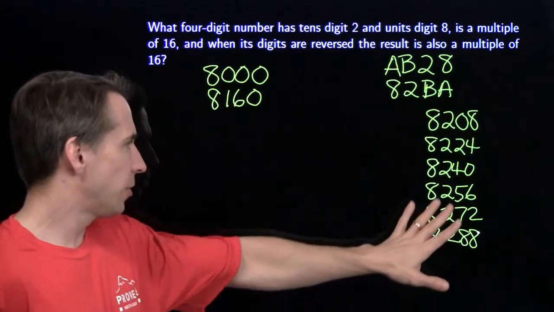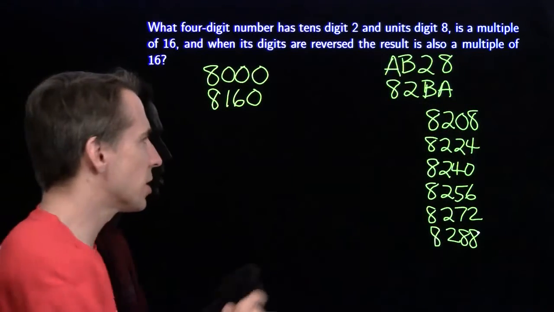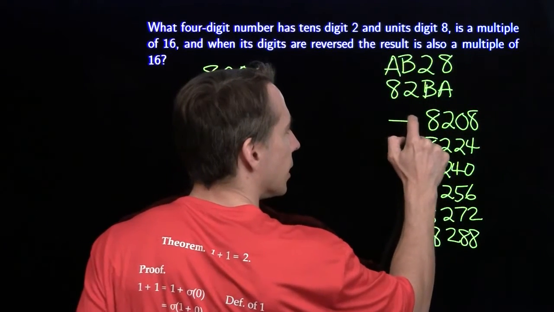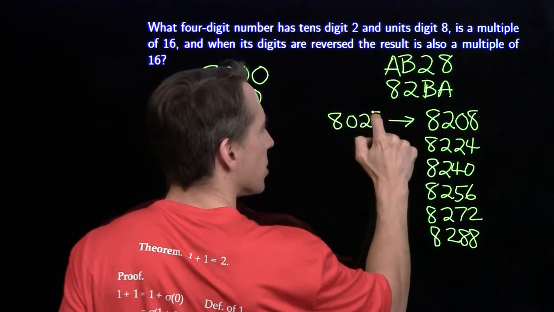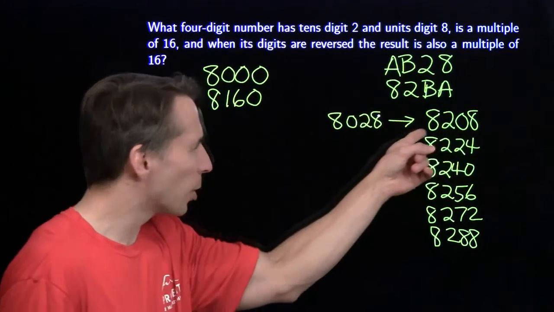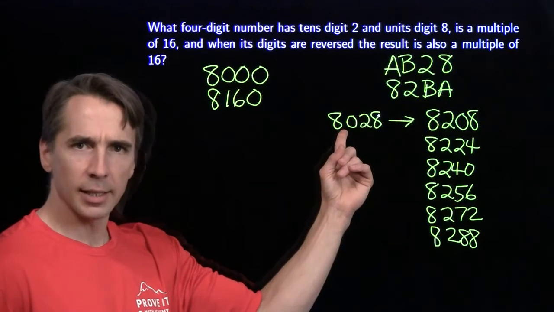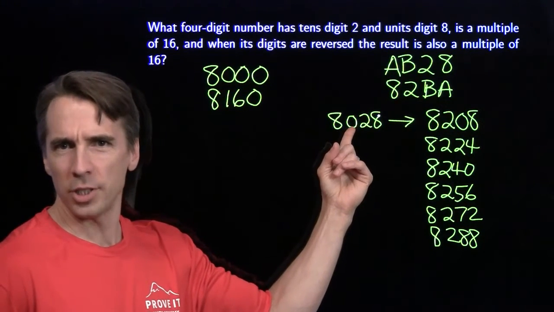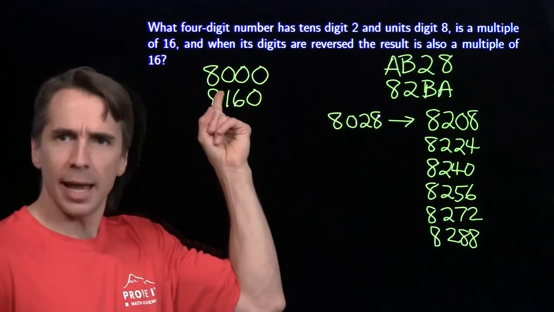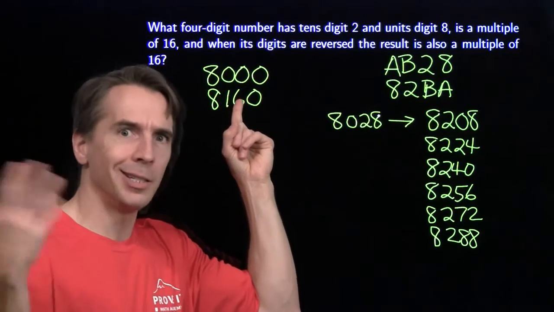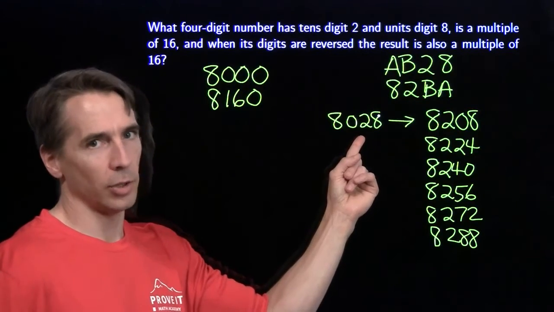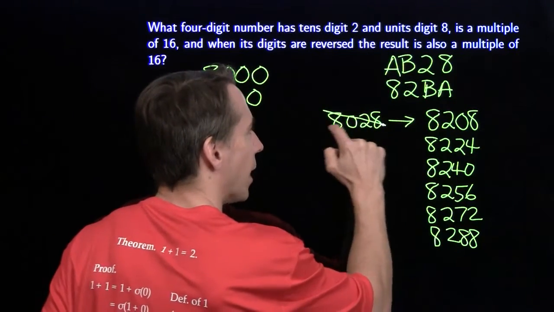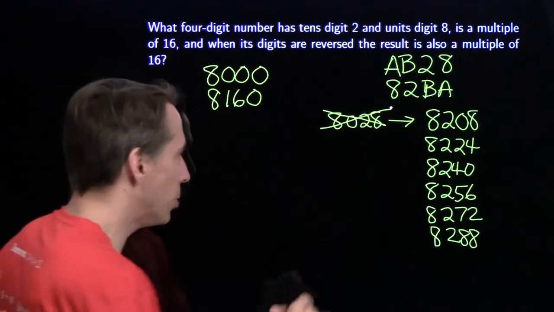So now I have to figure out, well, these are all multiples of 16. Where did these come from? How did I get these numbers? Well, I flipped the original number. Let's look at what happens here. In order to get this number when we flip the digits, I had to start with this, 8,028. Is that a multiple of 16? Well, I know that 8,000 is a multiple of 16. I add 16, I get 8016. Add another 16, I go past 8028. I land on 8032. This is not a multiple of 16, so that one's out.